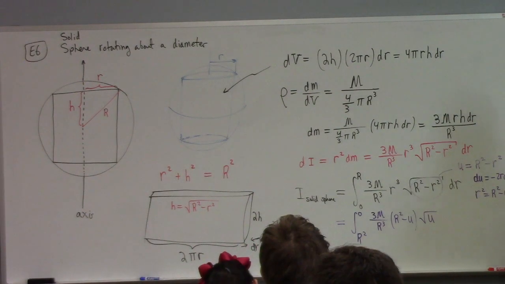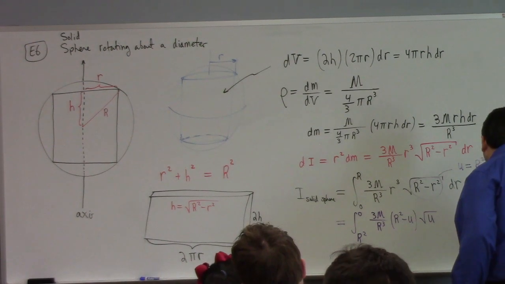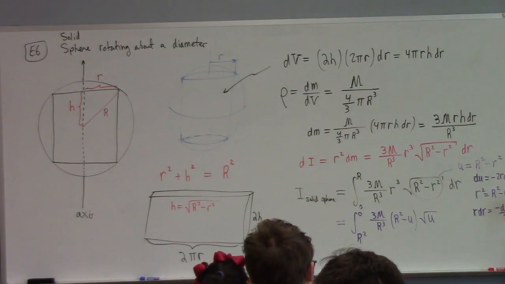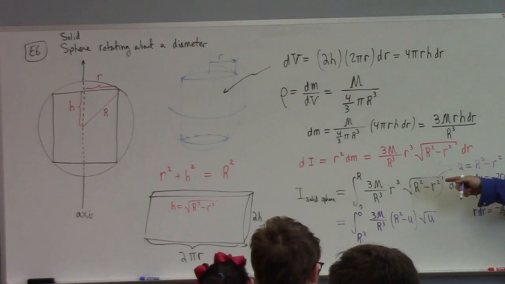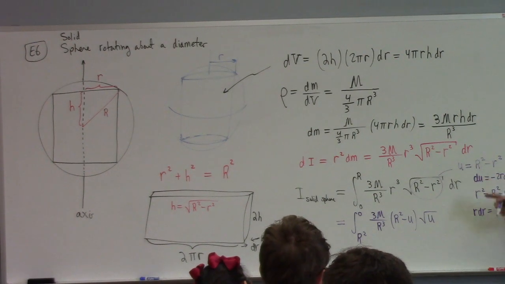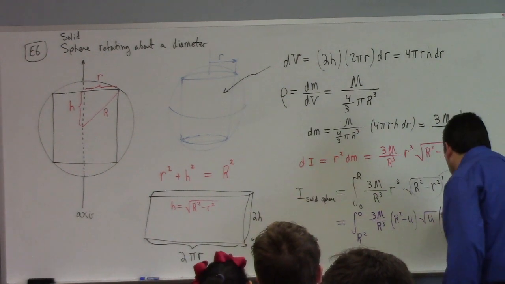So what I'm doing here is I'm putting r dr as minus du over 2. I'm taking one of the r's, I got an r cubed, right? So I take an r squared and I put it into the r squared minus u. The other r I'm putting into the r dr, which I switch to a minus du over 2. All right? And so minus du over 2.